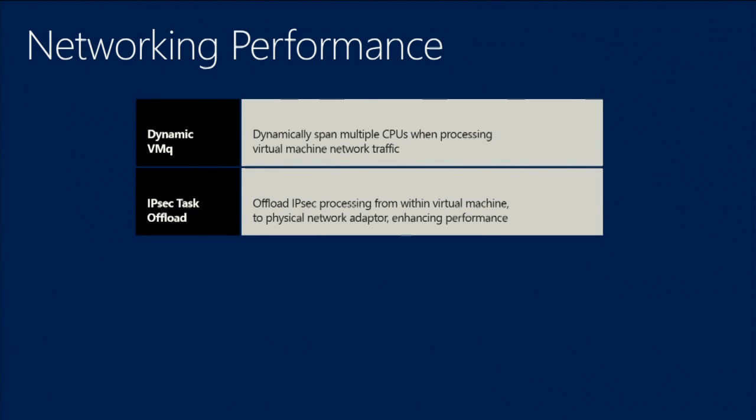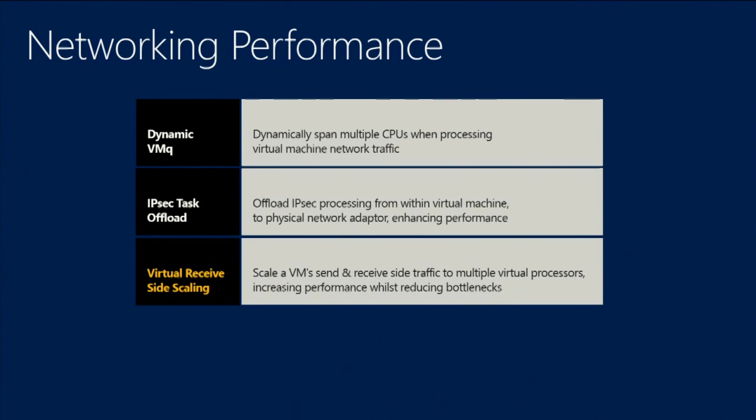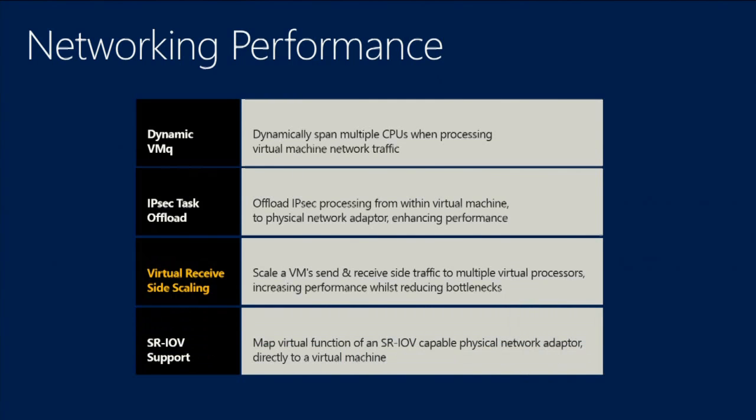Well, we can offload that to the physical NICs if they've got this IPsec task offload capability. And that's something that's a feature of Hyper-V. But new in 2012 R2 is something called virtual receive side scaling. So inside the VM, for VMs that are heavy on network traffic, they can handle the processing of that traffic more effectively using VRSS across the virtual machine's processors that are available to it. So we can balance the traffic at the VM level. We can balance the traffic processing at the host level as well.